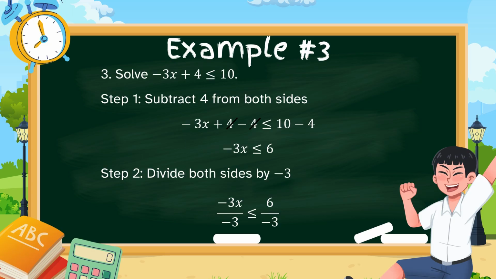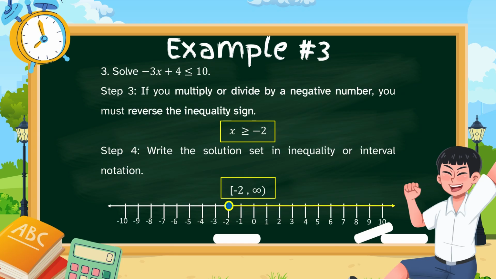We set up the division: -3x over -3 and 6 over -3. Notice what we are dividing by, a negative number, specifically -3. This means that the less than or equal to sign must be flipped to a greater than or equal to sign to keep the inequality true. Let's finalize the solution for -3x ≤ 6.